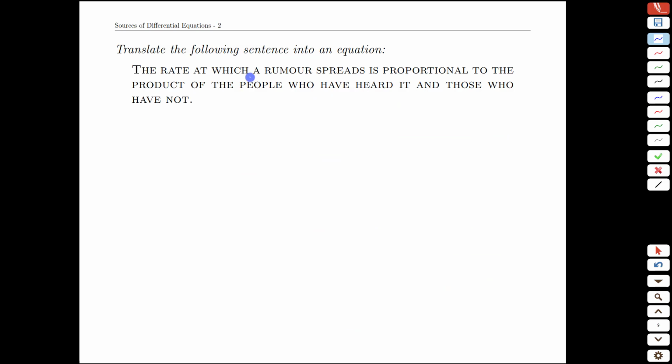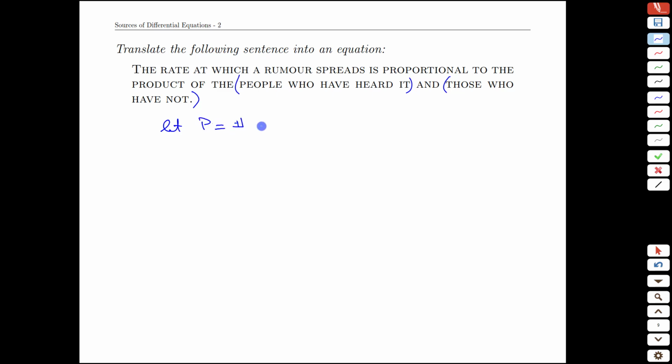Here's one more from the social sciences, though it has analogs in biology as well. The rate at which a rumor spreads is proportional to the product of the people who have heard it, that's one unit, and those who have not. The idea here is that the more people who have heard a rumor, the faster it spreads, but they have to be able to tell it to someone who hasn't heard it before, and so we include the number of people who have not heard the rumor yet as well. This product is a typical way to map the interaction between two populations, people who have heard it and people who have not. So let's define some variables.